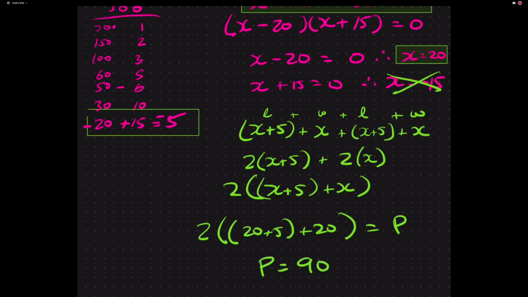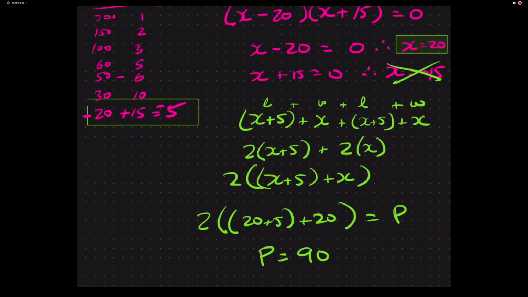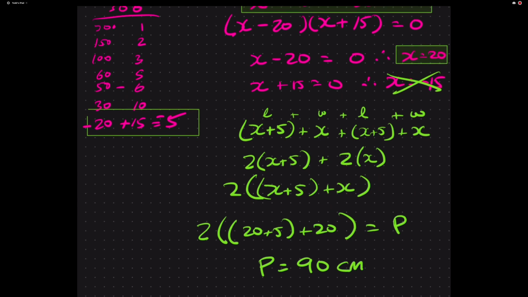Now don't forget, we're dealing with a length. It usually has units. What is it saying here? Centimeters. So in this case, it needs to be centimeters, not squared, because that's for area, and not cubed, because that's for volume. So the answer in this case is the perimeter equals 90 centimeters.